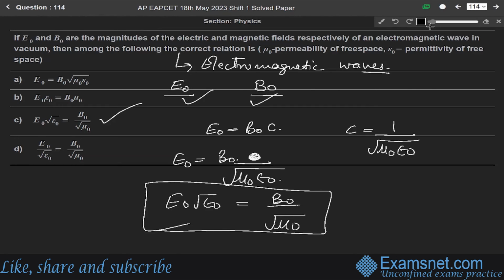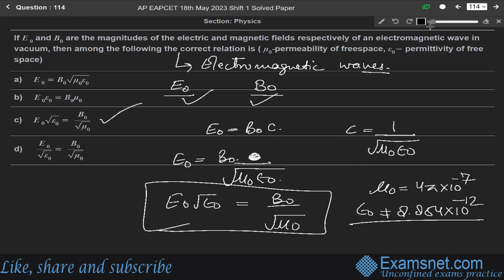That is E naught root of epsilon naught equals B naught over root of mu naught, okay? Where epsilon naught is the permittivity of free space and mu naught is the permeability of free space, okay? Its value is 4 pi into 10 to the power minus 7 and epsilon naught value is 8.854 into 10 to the power minus 12, okay?